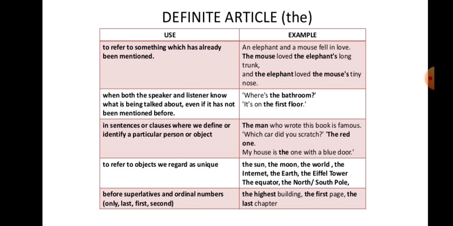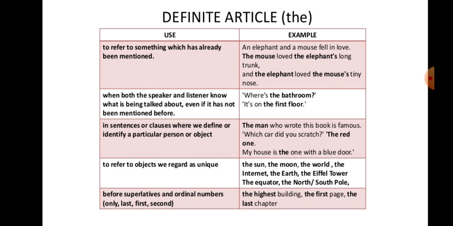Okay, now the second function is when both the speaker and listener know what is being talked about, even if it has not been mentioned before. Now first was to refer to something which has already been mentioned. Now it is also used when it is not mentioned earlier, but if I am the speaker and you are the listener, when we both know something in common, so when we talk we can use definite articles.